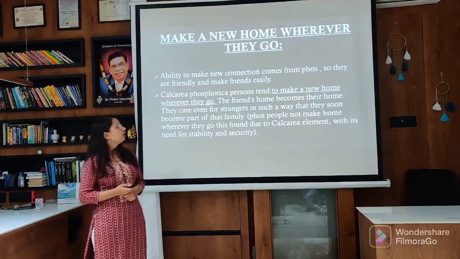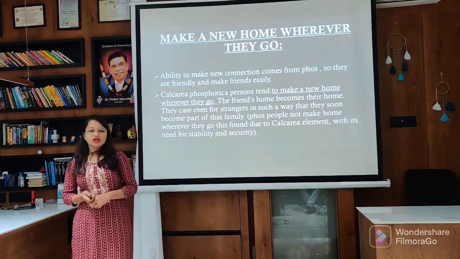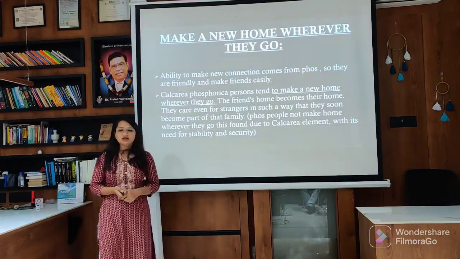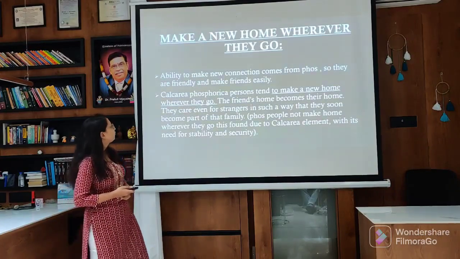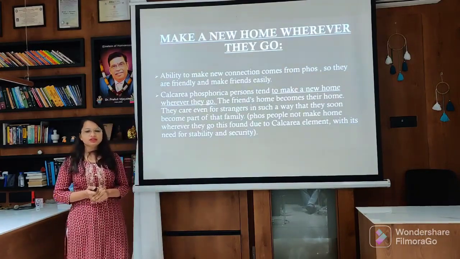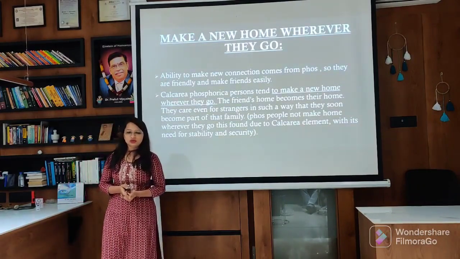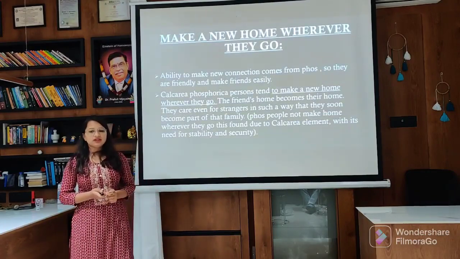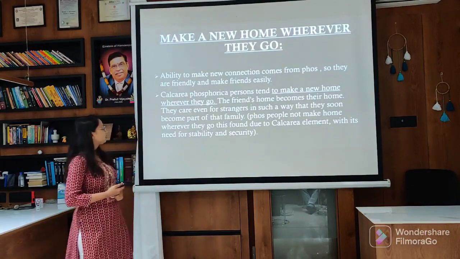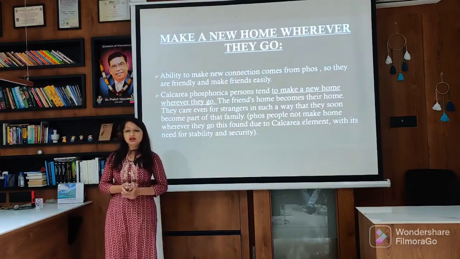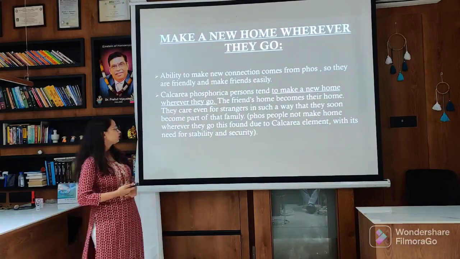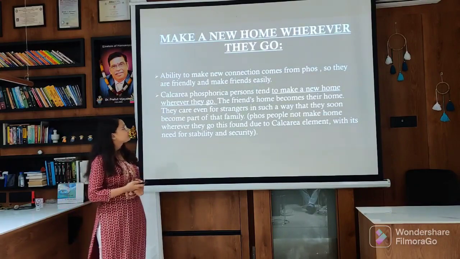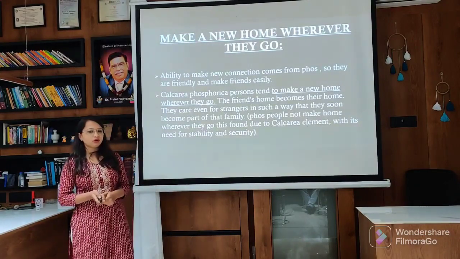The ability to make new connections comes from the Phosphorus, because they are friendly and make friends easily. The Calcarea element tends to make a new home wherever they go. The friend's home becomes their home. They care even for strangers, in a way that the stranger becomes part of the family. Phosphorus people do not make a home wherever they go, but due to the Calcarea element, which needs stability and security, they make a home wherever they go.